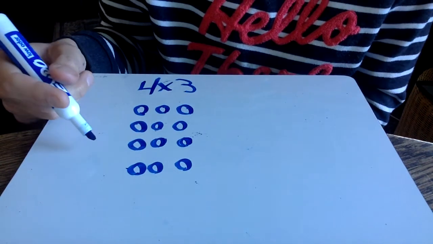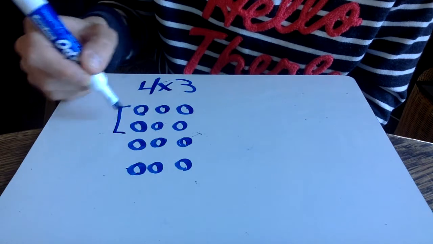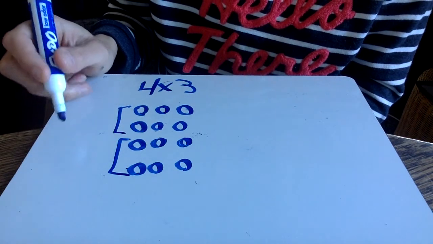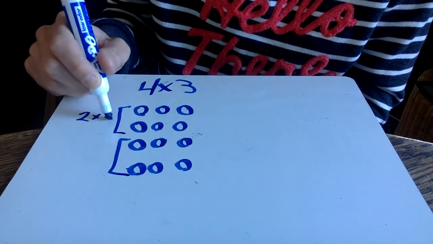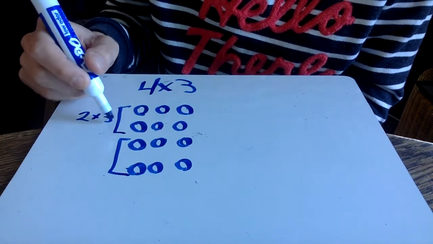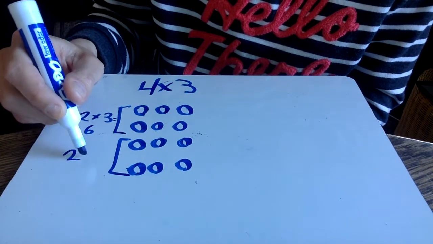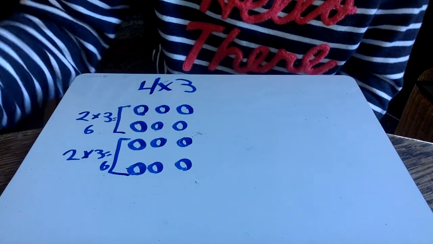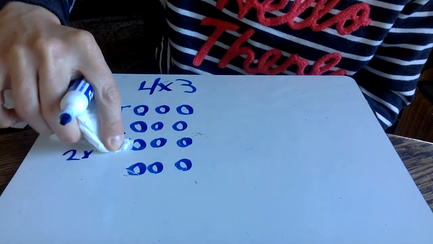There's another way that I can solve this. I can look at this as one group, 2 groups. I can see this as 2 groups of 3 in each section. And I know that 2 times 3 equals 6. And I know 6 plus 6 equals 12. I can see the array in that way.